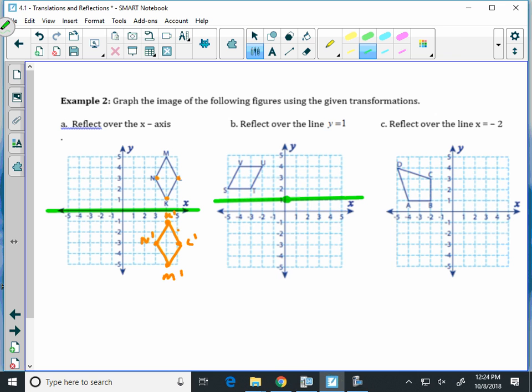So do the same exact process. Pick a point. Count how far away it is. S is 1, so you count 1. T is 1, count 1 in the other direction. V is 1, 2, 3. U is 1, 2, 3. And there you go. Make sure you connect your points too. Don't just leave the points and label. And then they're flipped, opposite orientation, same distance away.